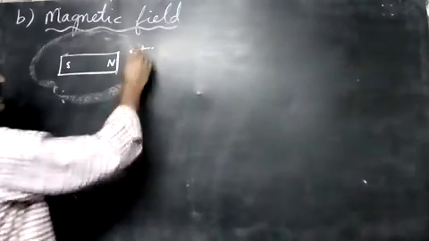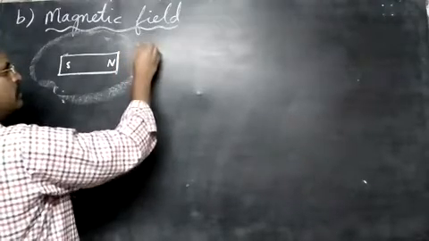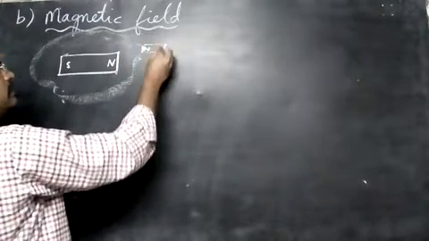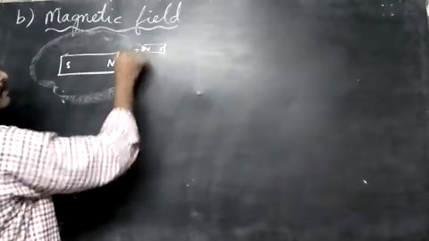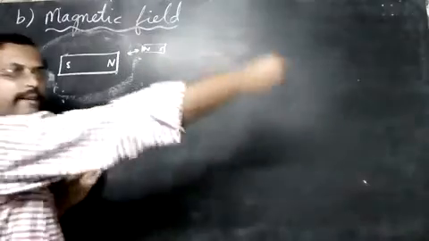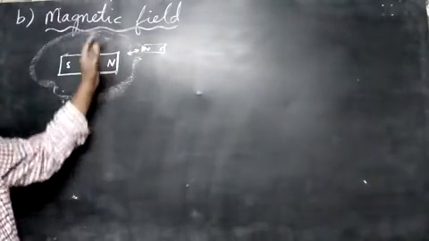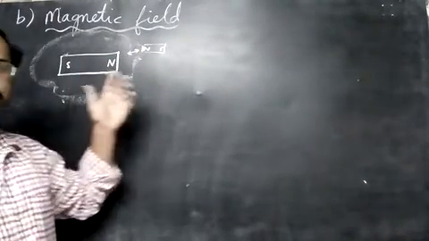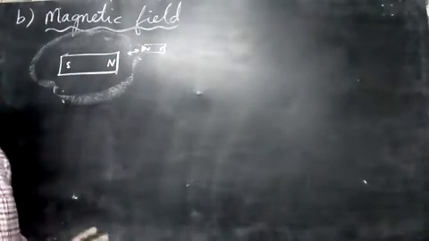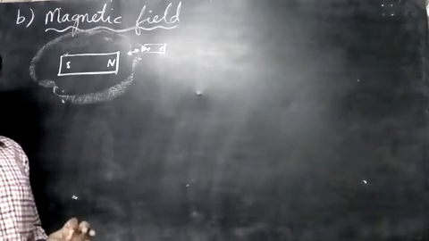I'll take a second example. I'll take another north pole here, and the south pole this way. What will happen? This will repel, in this region only. If you go very far away, it won't repel. So magnetic field is a region around a magnet where the magnetic force can be felt. Next we'll see how to define it.